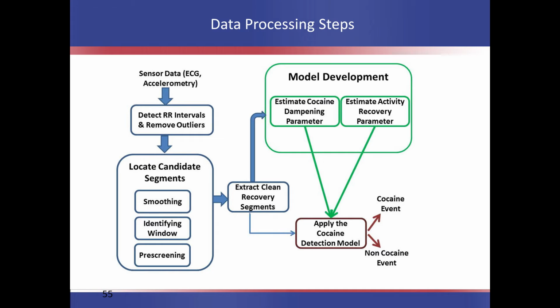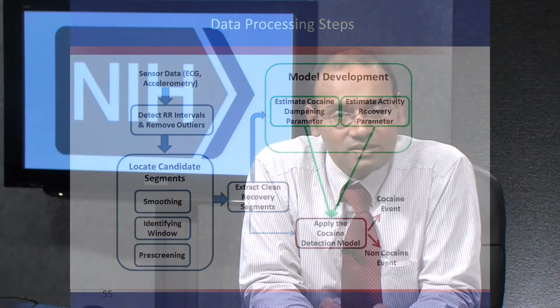Then we extract all these candidate segments, and during model development, we estimate the cocaine dampening parameter and the activity recovery parameter. Once we have those parameters, when we test a particular candidate window segment in the field, we use these parameters to see which model, cocaine-dampened recovery or cocaine-free recovery, is a better fit to the recovery segment. That's how we are able to classify whether a cocaine event occurred at a certain point in time or not.